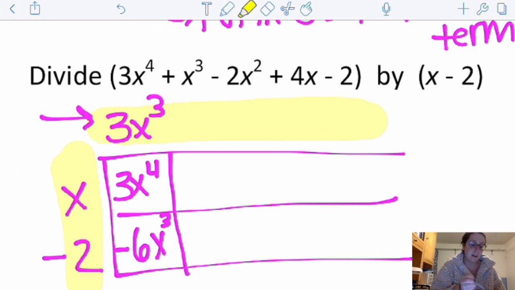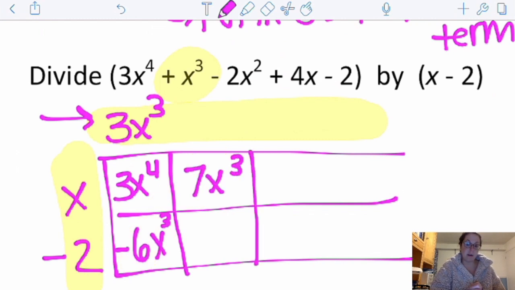Now from there, you have to say, okay, I know that there's positive 1x cubed in this. So along this diagonal, these need to combine to equal positive 1. So this is going to be 7x cubed. And then you can say, okay, well, x times what would give me that?